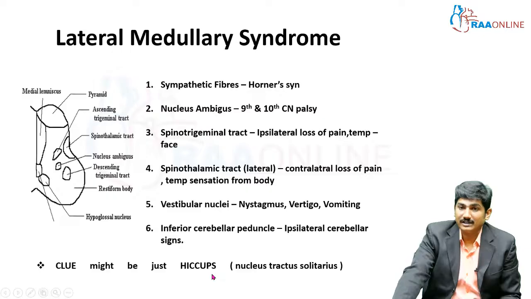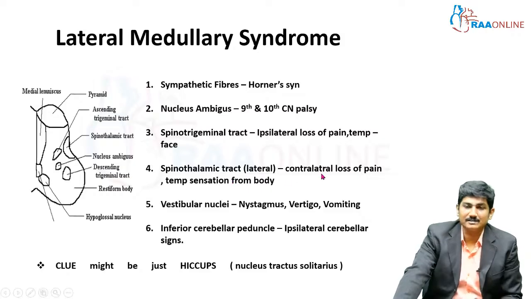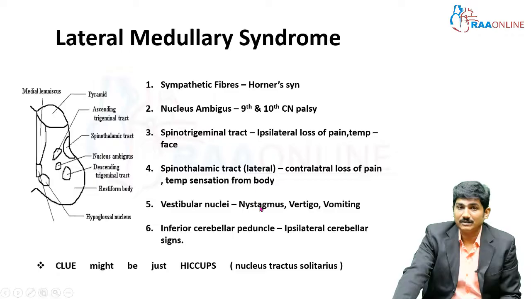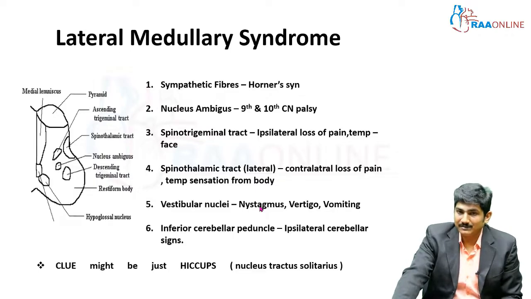The patient can come to you walking and talking, but on your examination, if you find there is Horner syndrome, ipsilateral loss of pain and temperature over the face and contralateral loss of pain and temperature of the body, with vestibular symptoms, then this patient is suffering from lateral medullary syndrome. Do an MRI and diagnose that the patient is having a posterior circulation stroke.